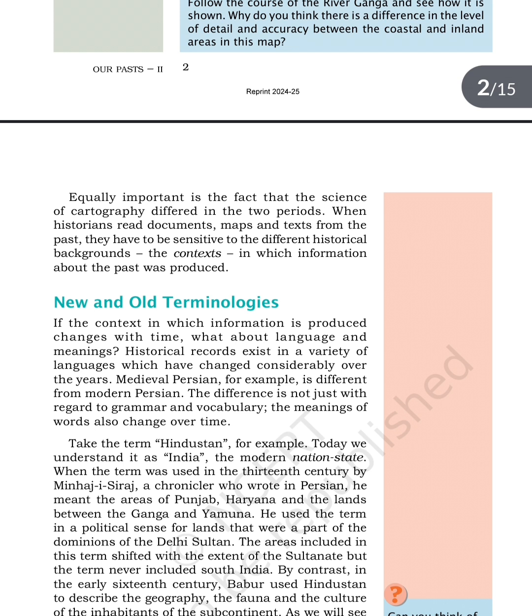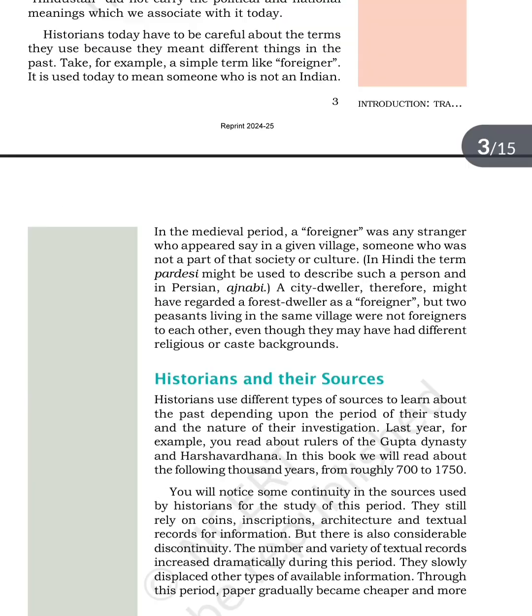Historians today have to be careful about the terms they use because they meant different things in the past. Take, for example, a simple term like foreigner. It is used today to mean someone who is not an Indian. In the medieval period, a foreigner was any stranger who appeared, say, in a given village, someone who was not a part of that society or culture.